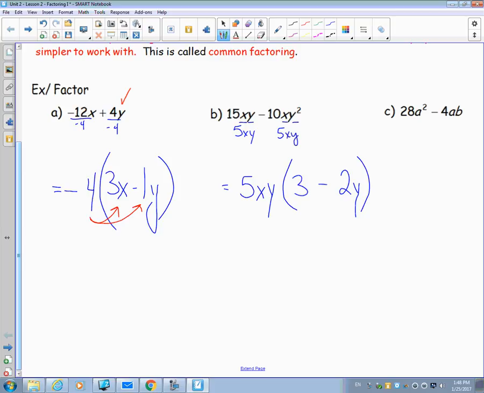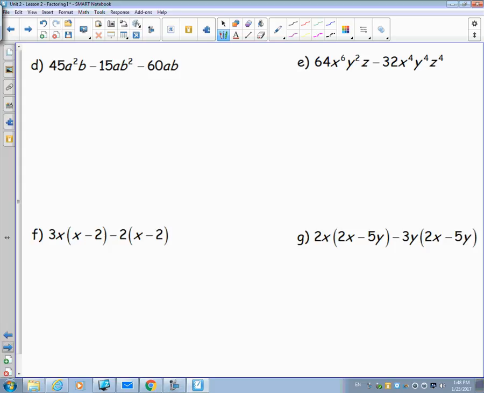Okay? And then the last one. What goes into 28a squared and 4ab? Both is by 4a. We're left with 7a minus b. And this should all be reminders. These aren't new things. We've done this for 2 years, actually, 9 and 10. A few more really quick ones.